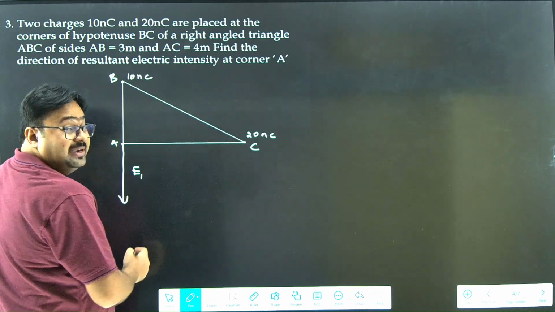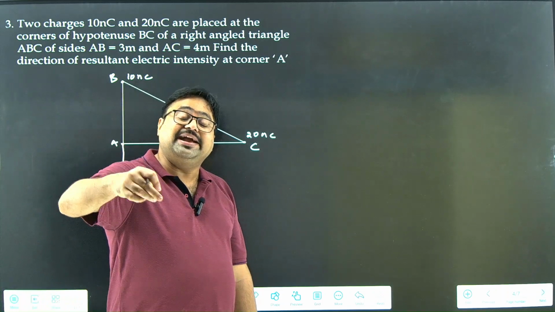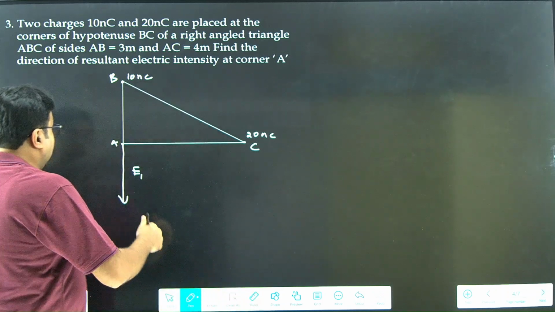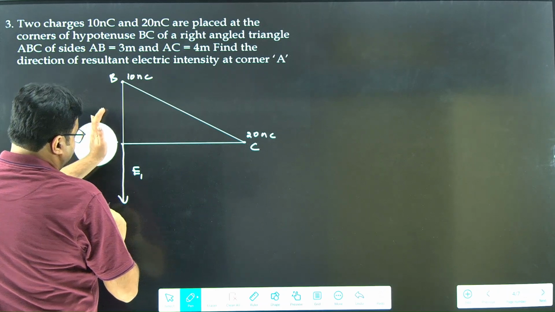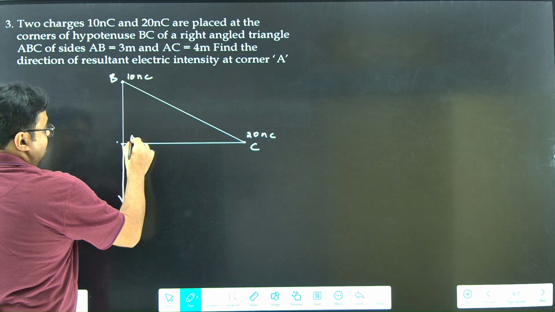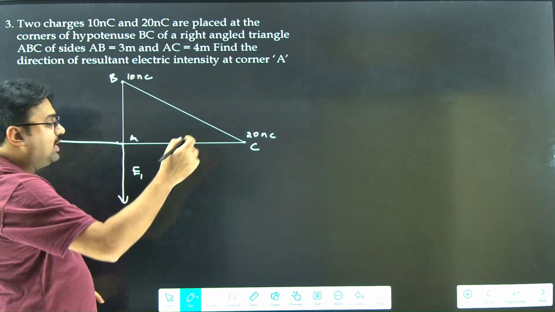Similarly, you have a 20 nanocoulomb charge there. It produces an electric field at point A too. So that electric field again is going to be in a direction away from that charge because it's a positive charge once again.